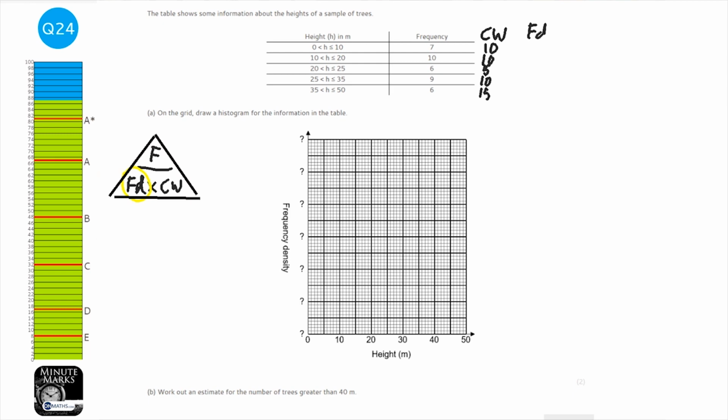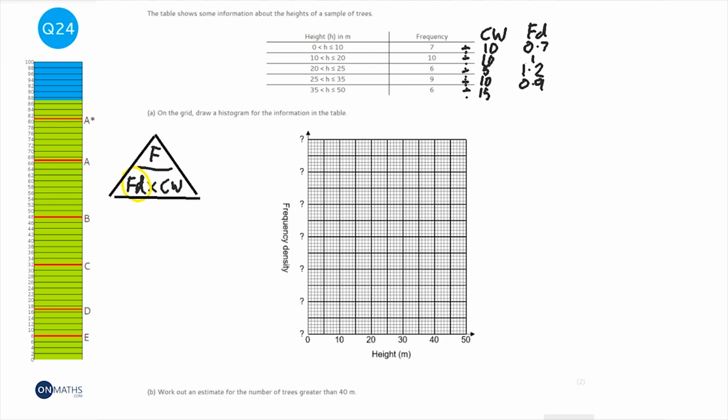And the frequency density then is just the frequency divided by class width. So we're just going round and dividing them all. Okay, so 7 divided by 10 is just 0.7, and then 10 divided by 10 is just 1. 6 divided by 5 is going to be, what, 1.2? I'm writing too small here. Let's try it again. So 1.2. 9 divided by 10 is going to be 0.9. And 6 divided by 15. Oh, that's going to be quite a tricky one.